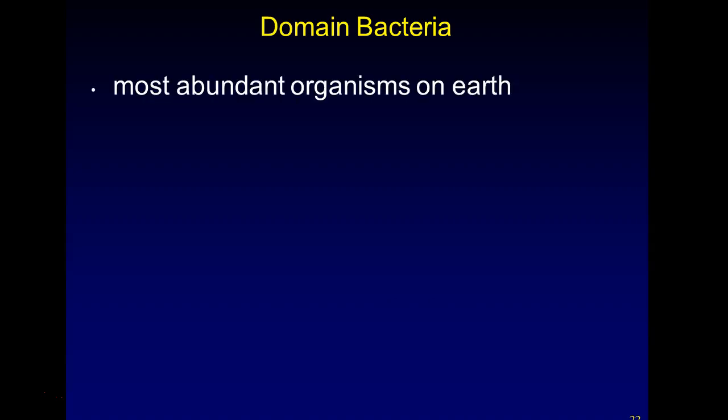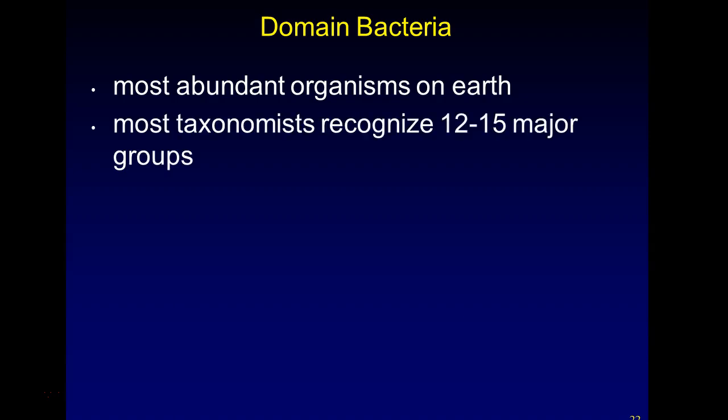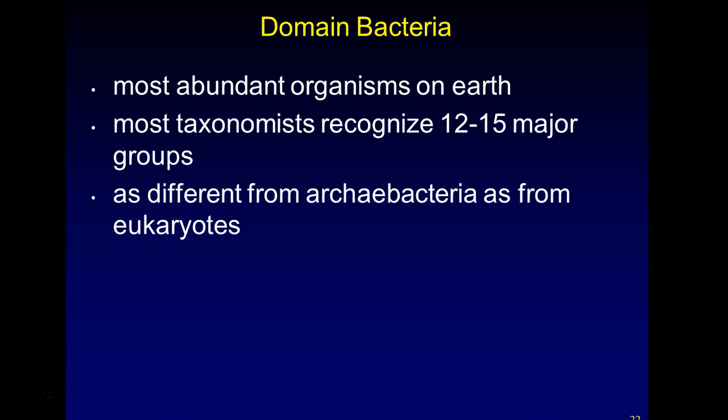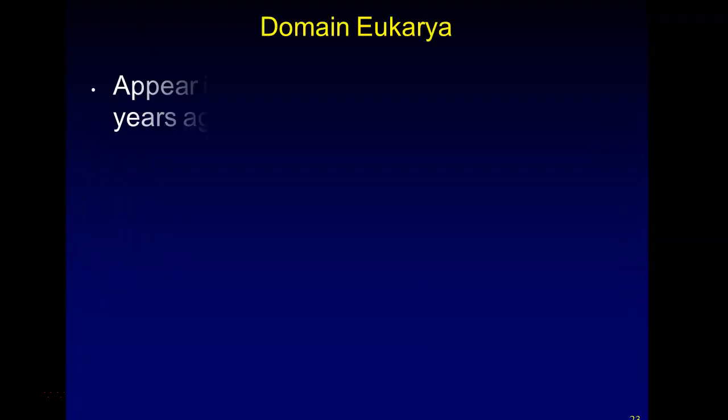So then let's go to our bacteria. They're the most abundant organisms on Earth currently, the most successful evolutionarily wise. Most taxonomists recognize 12 to 15 major groups of bacteria. They're as different from archaeobacteria as they are from eukaryotes. So that's why these guys are separated.